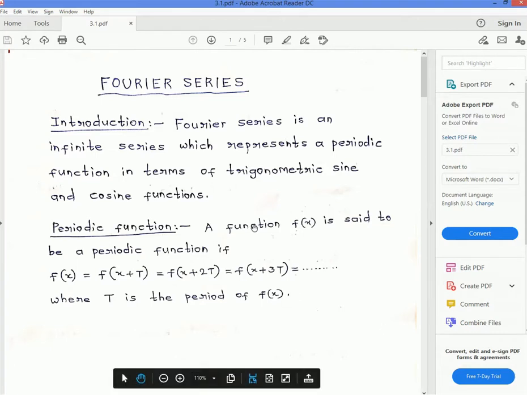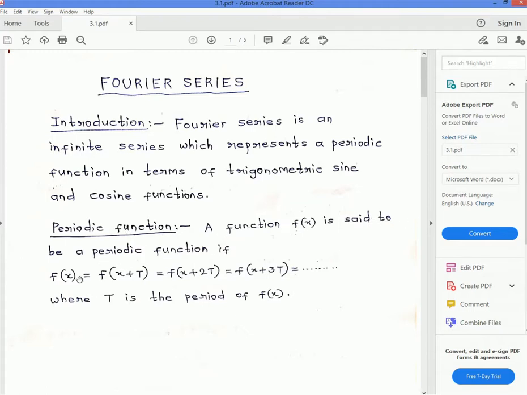Before going to Fourier series, first you have to know what a periodic function is. Any function f of x is said to be periodic if f of x plus T is equal to f of x, or f of x plus 2T is equal to f of x, or f of x plus 3T is equal to f of x, then T is said to be the period of the function.